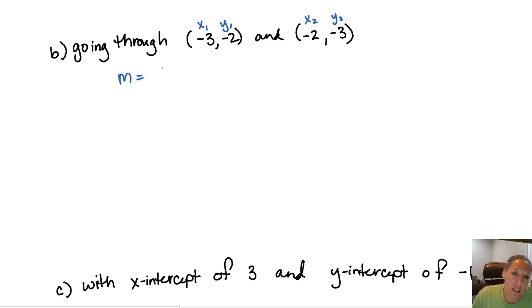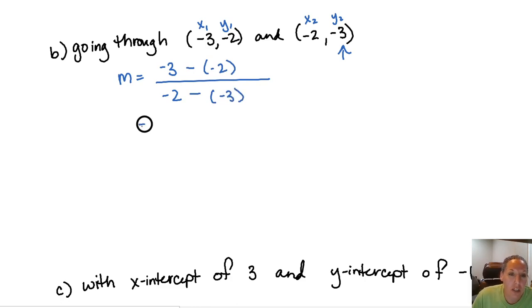So we've got the change in y's. Negative 3 is our y2. It doesn't matter which one you put first, as long as if we plug in this y value first, then that means the corresponding x value goes first on the bottom. And then plugging in the other one, we get negative 2 over a negative 3. So negative 3 minus a negative is going to be plus 2. Negative 3 plus 2 is negative 1. In the denominator, we have negative 2 minus a negative, so that's going to be negative 2 plus 3, which is a positive 1, and negative 1 over 1 gives us a slope of negative 1.